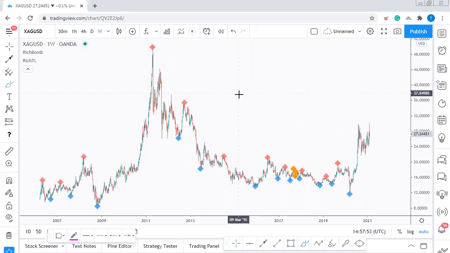Today we are going to make a multi-time frame analysis on silver. And as usual, I'll try to make it as detailed and educational as possible.